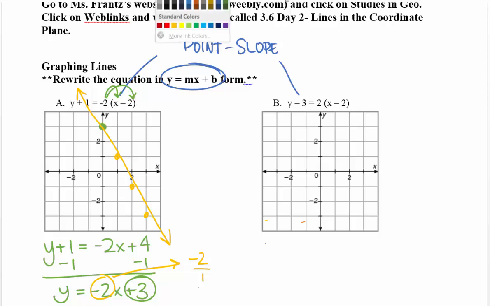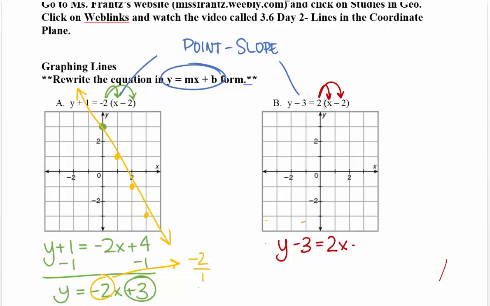Same kind of thing for this next one. Convert it to y equals mx plus b first. So again, we got to get rid of the parentheses. That's always going to be your first step. So if we distribute and then get y alone, so I'm going to add 3 to both sides, we get y equals 2x minus 1.